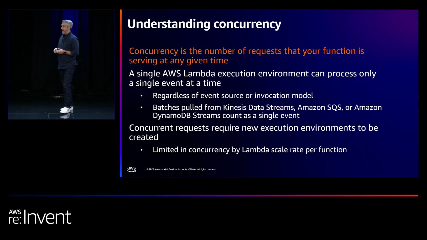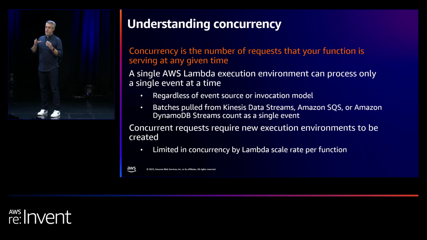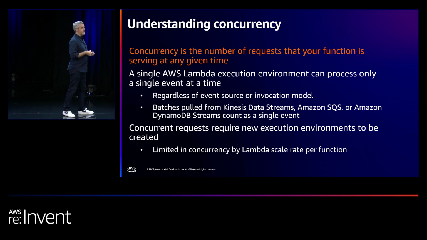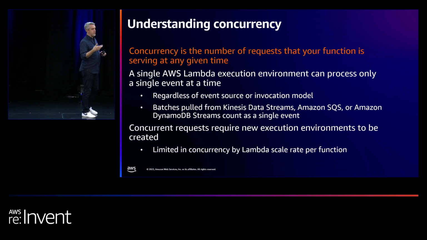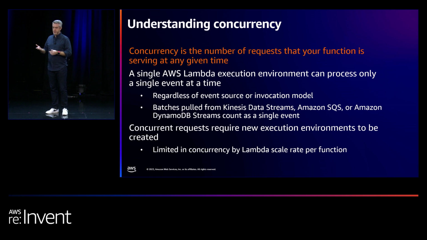So let's talk about another fun topic here, concurrency. Concurrency is basically the number of your execution environments that are running at any point in time. And this is definitely another topic that I find that people have struggled with over the years. They're not talking about a per second rate typically, but concurrency in Lambda, again, works a little bit differently.